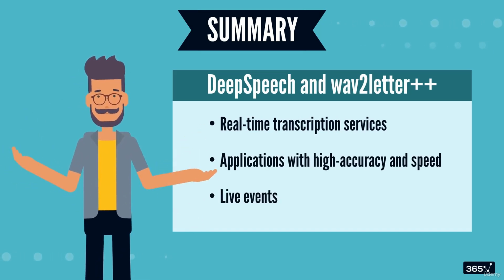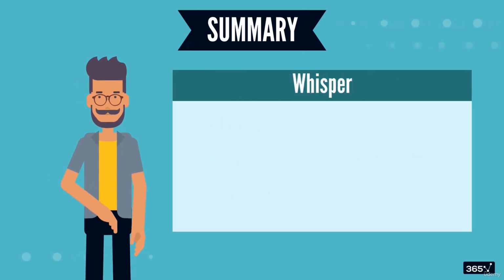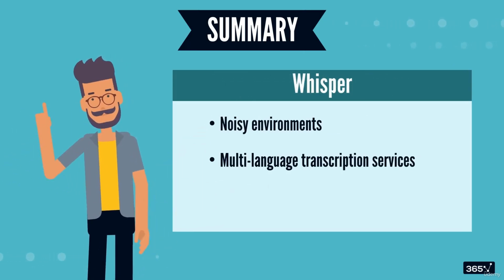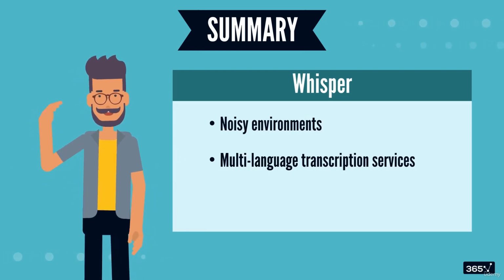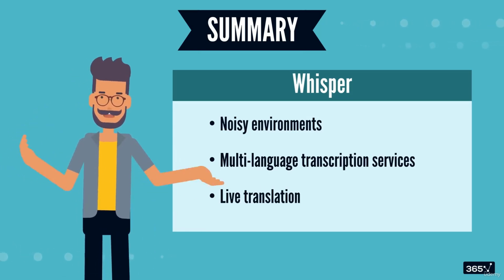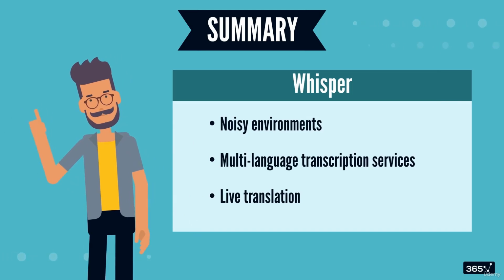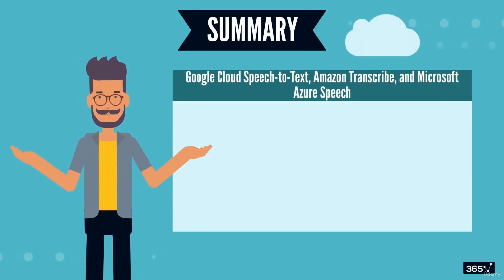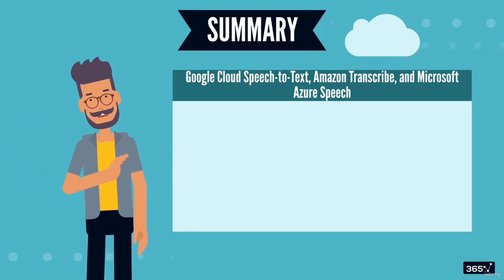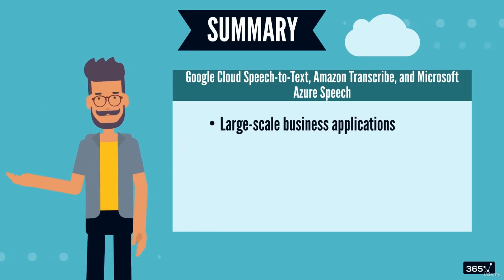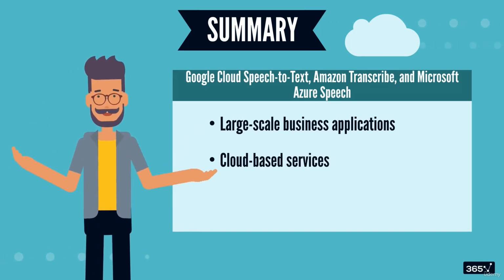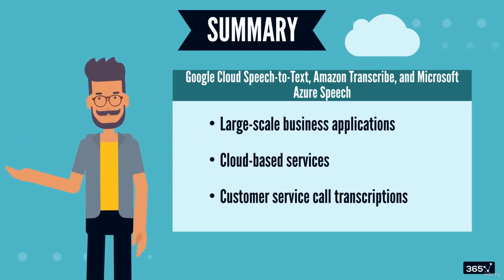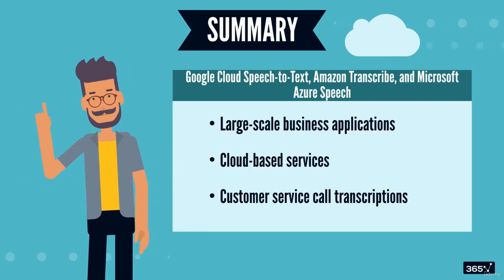Whisper works well with applications in noisy or diverse environments and for multi-language transcription services, such as an app that transcribes and translates live conversations or phone calls. Google Cloud Speech-to-Text, Amazon Transcribe, and Microsoft Azure Speech are optimal for large-scale business applications and cloud-based services that require scalability and robust performance, such as customer service call transcription for a large company.